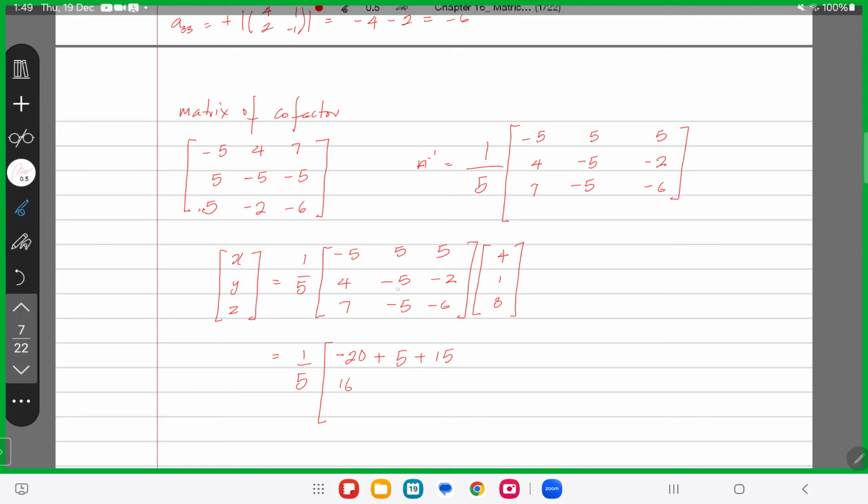16 minus 5 minus 6. 28 minus 5 minus 18.